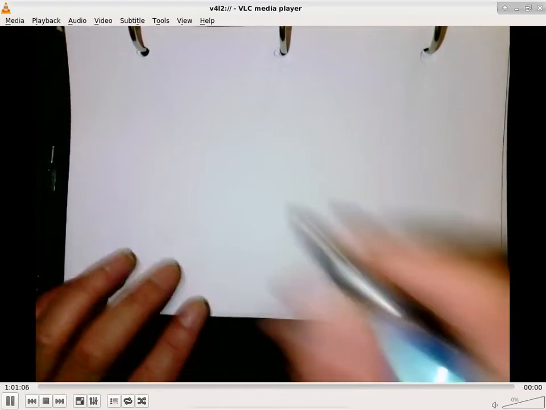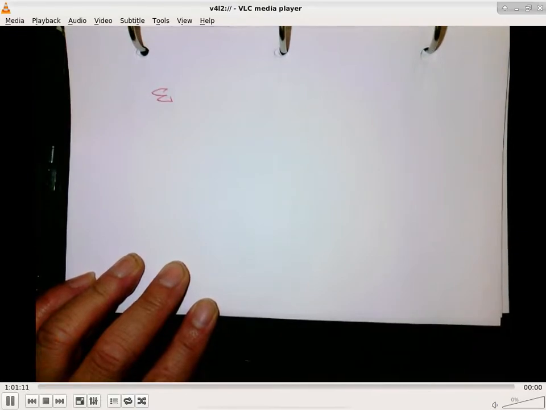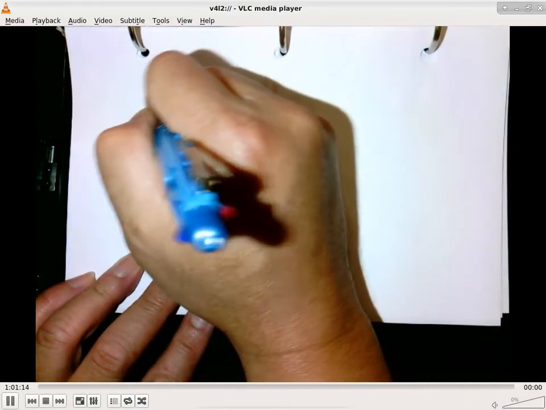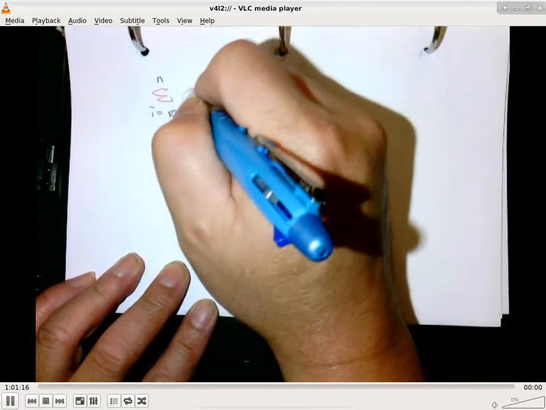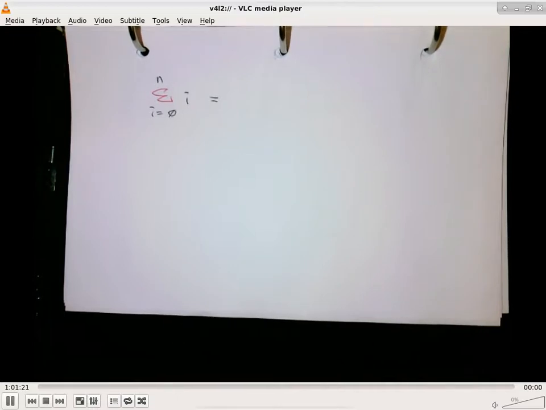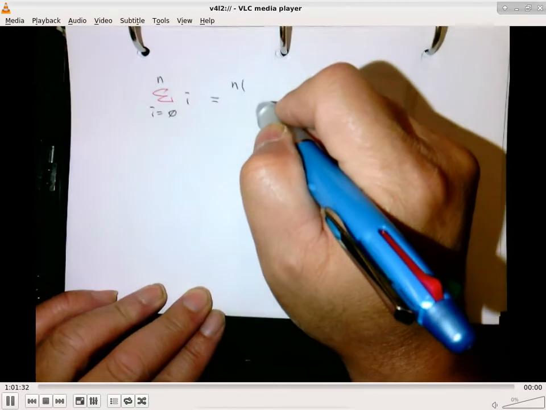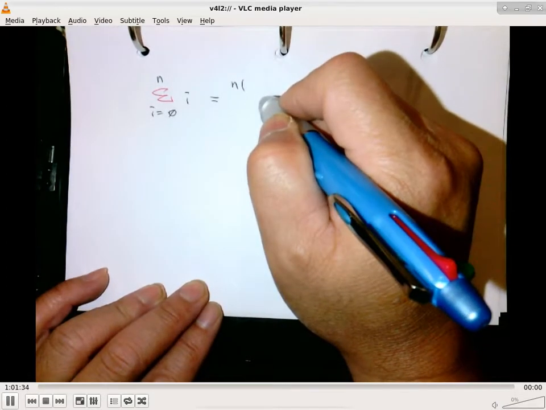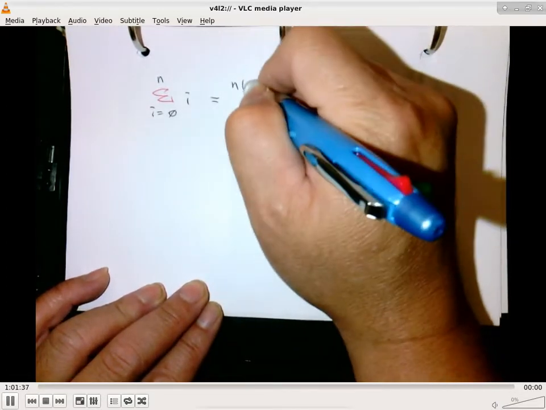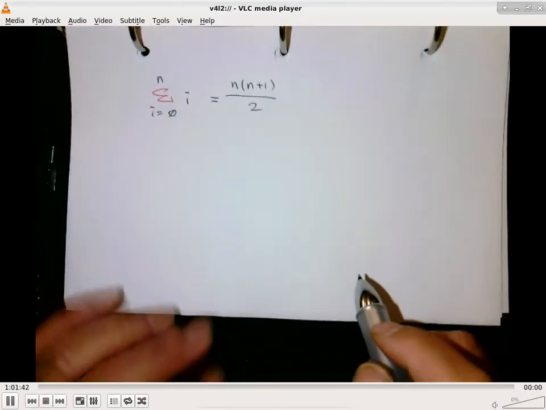I hope you guys still remember this. The sum of i, where i goes from 0 to n, we're just summing i itself. Quick review: do we still remember this one? This one really should be in your mind now. It is n times n plus 1, divided by 2.